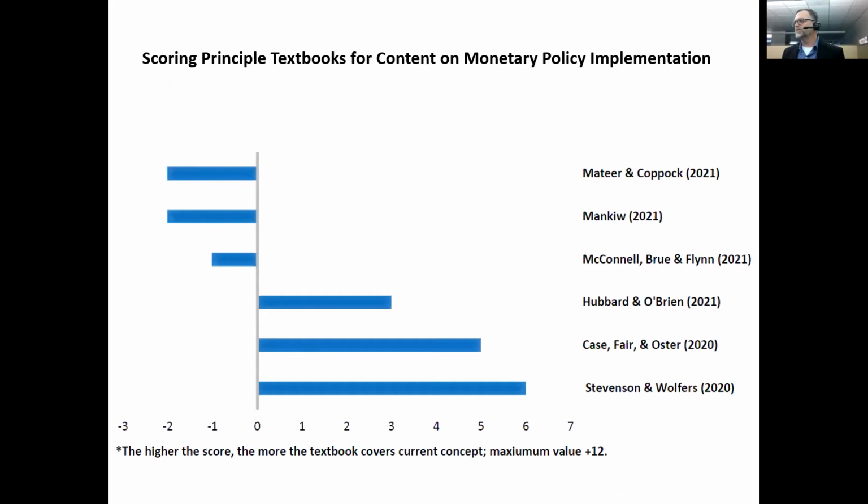The Stevenson and Wolfers book, we like to note, was a first edition textbook. It didn't have the baggage of having previous editions to deal with. They could start with a clean sheet of paper and write their monetary policy chapter about what the Fed currently does. All of the other textbooks had previous editions, and we've done a little writing as well to talk about some of the obstacles to updating.